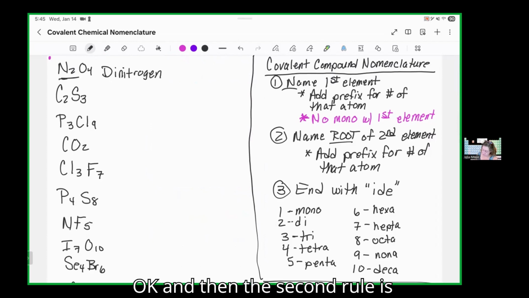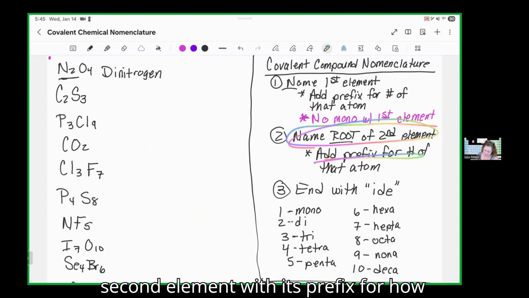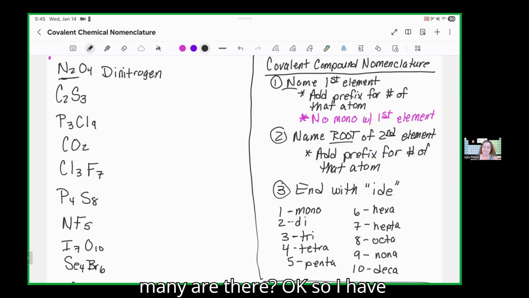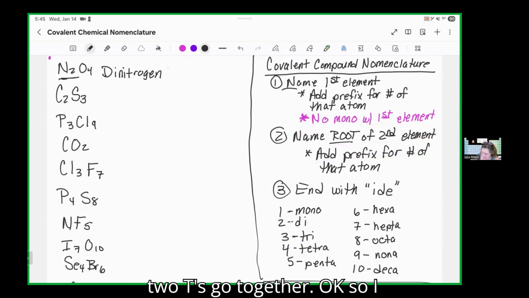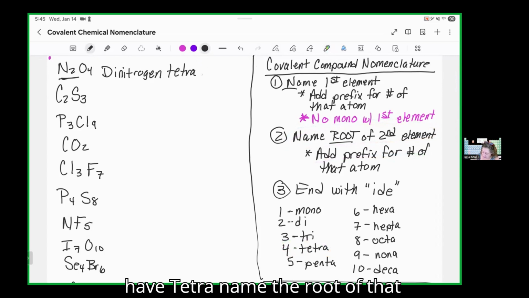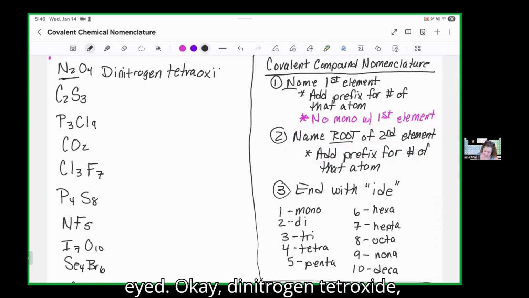Okay, and then the second rule is we name the root of the second element with its prefix for how many are there. So I have 4 oxygens, and 4 is tetra. The 2 T's go together. So I have tetra. Name the root of that element, so that is ox. And then we always end in ide.